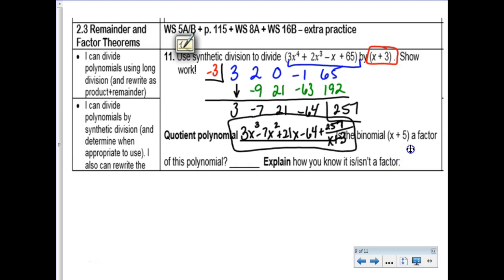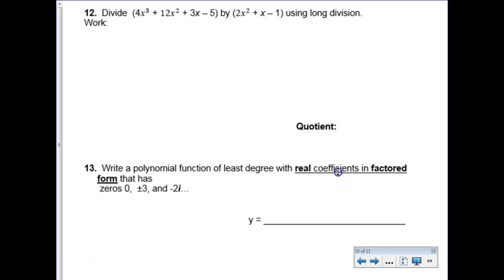And then the next question says, is it a factor? Oh, this is a typo, guys. Sorry about this. Was x plus 3 a factor? Well, was it? No. And how can you tell me the answer is no? Because the remainder came out to not 0. So if it's a factor, it should have had a remainder of 0. That's why I got so confused. So for now, just write down remainder does not equal 0. Works for me.